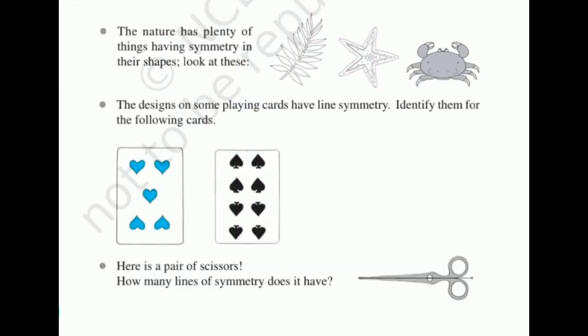Nature has plenty of things having symmetry in their shape. Look at these: leaf, starfish, crab. The designs on some playing cards have symmetry. Identify them for the following cards. Here's a pair of scissors. How many lines of symmetry does it have? So everywhere, wherever you look in nature or anywhere, you will find a line of symmetry in an object.